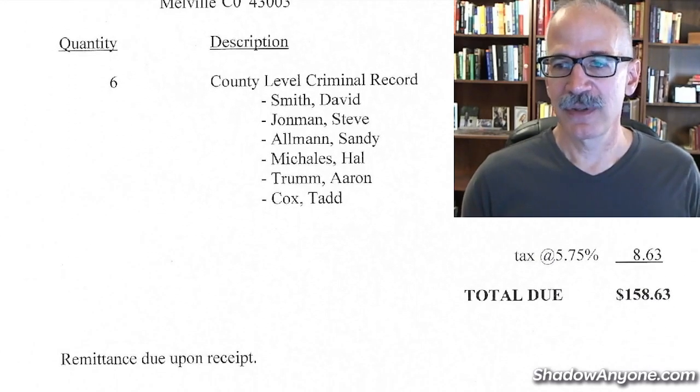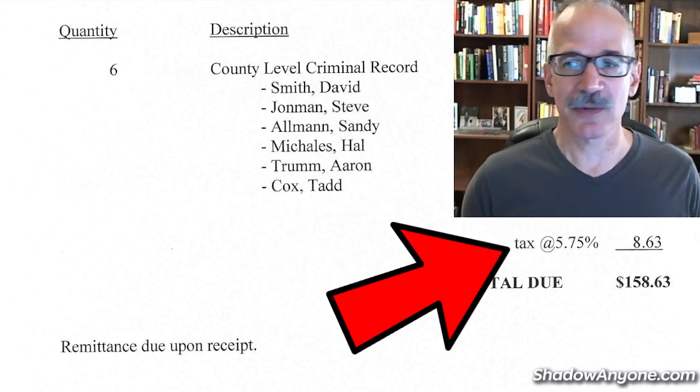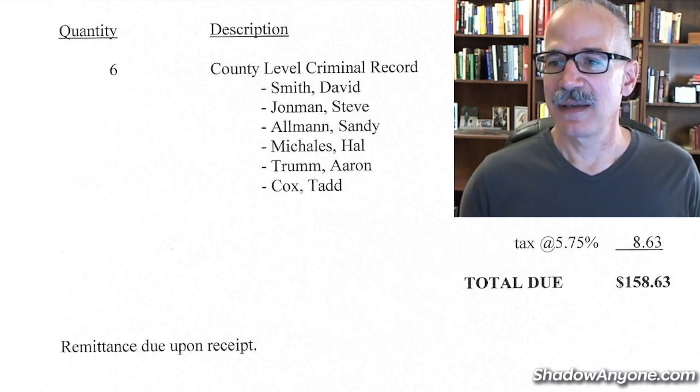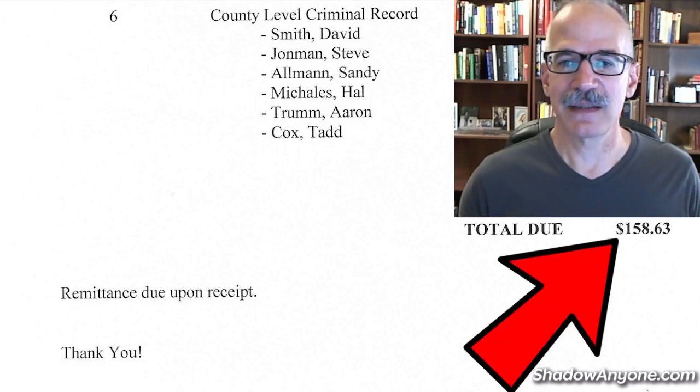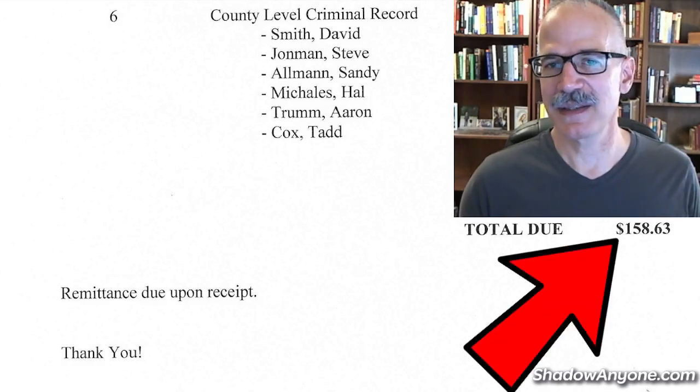Going down a little further, do charge sales tax as required by your state, and collect the money that you're due, in this case $158, remittance due upon receipt. So that's 2004. Let's look at today, just a quick look online at how much this type of thing costs.